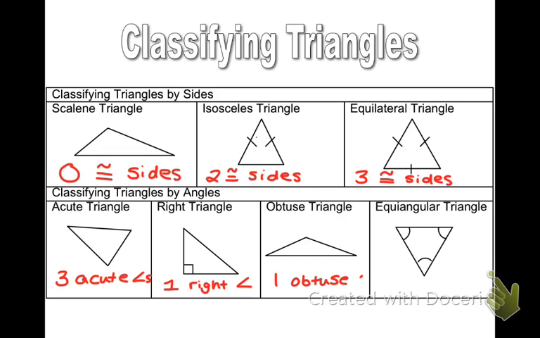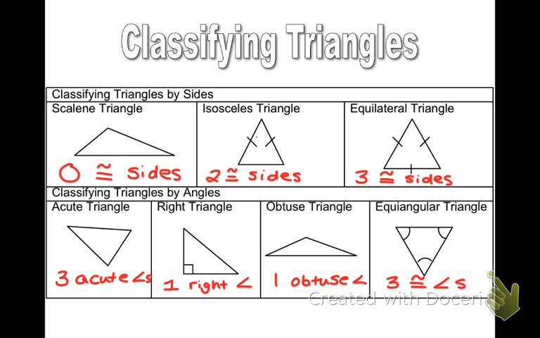So 1 obtuse angle. An equiangular, what does equiangular mean? So you have 3 congruent angles. Do you remember what we called it when you had all congruent sides, all congruent angles? Started with an R, ended with an R, had a G: regular, right? So a regular polygon is one that has both equilateral and equiangular. Remember we talked about that?